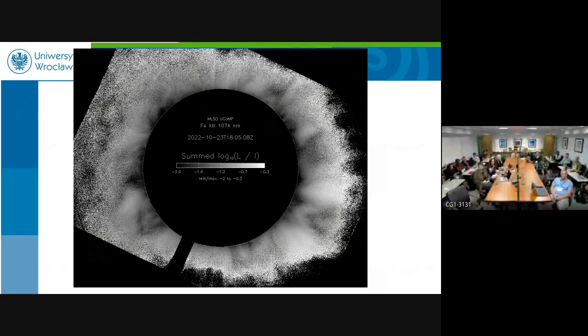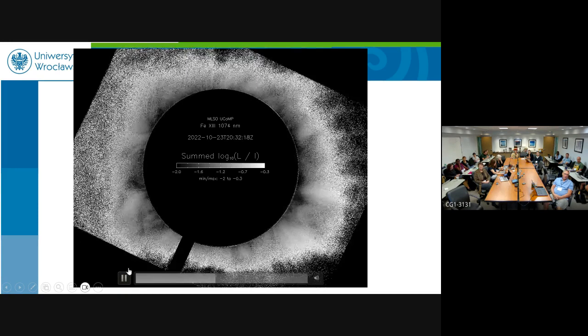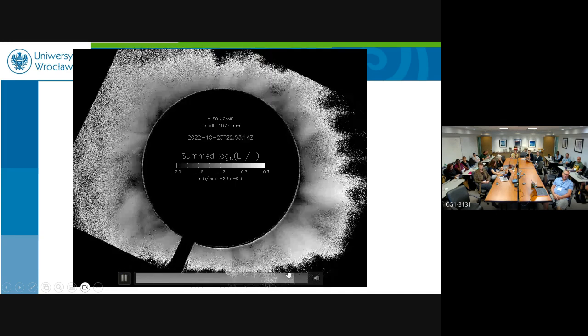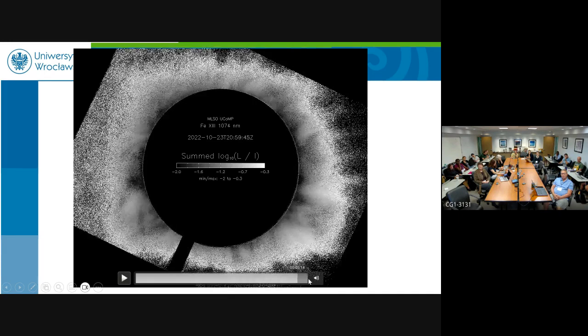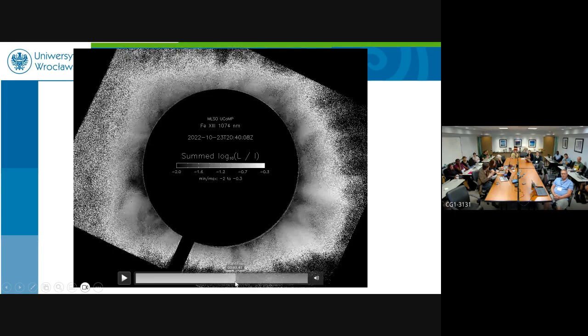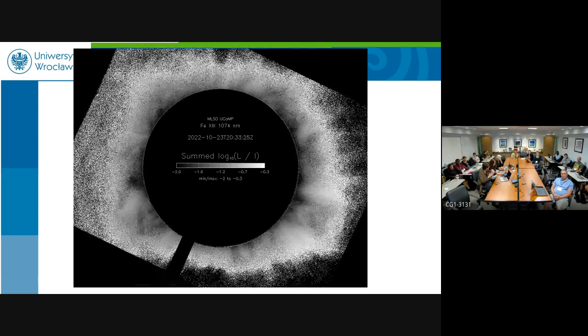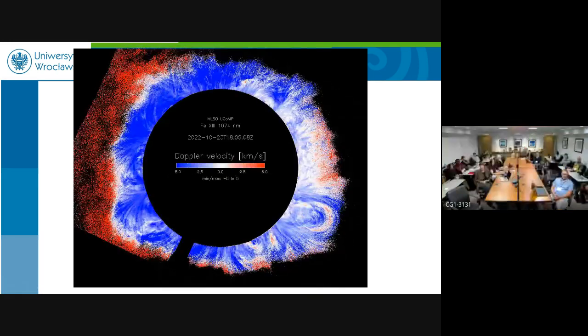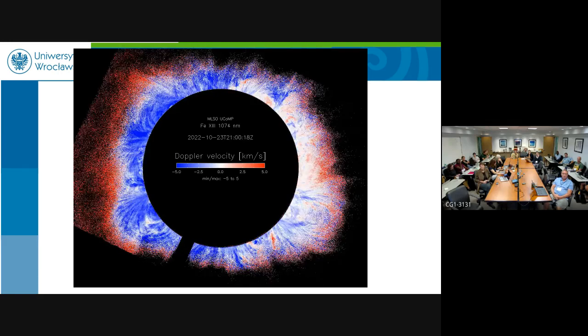And last, two movies. This is the same eruption at the end of the day. Oh, here. There's the jump. Yes, there. But it's still interesting because it looks like what you would expect with a rising flux rope. And spoiler alert, that's what we think the model is. Yes. And the last one, okay, the last one will be now. This is the Doppler velocity. Wait until the end of the day up here.